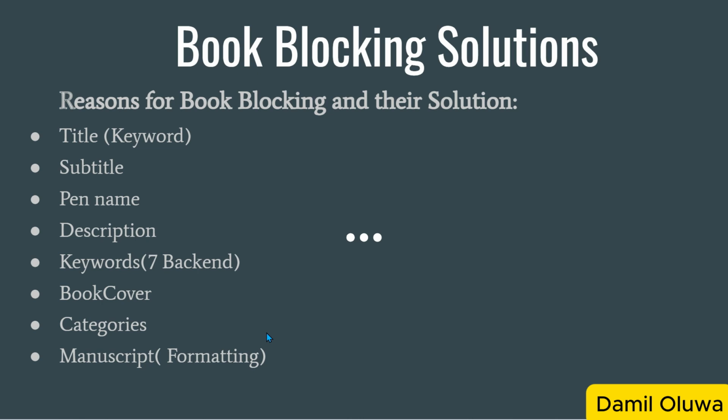Moving forward, the first thing we need to do is note the key points I listed here. It can be from our title, which is the keyword in our title, to the subtitle, to the pen name, to the description, to the keywords, which are the 7 backend keywords, to the book cover, to the categories, and to the manuscript. There may be other reasons, but these bulleted points are the major reasons why your book might get blocked. If you get every one of these things right, you are going to get 99% of your books published. So let's move on.